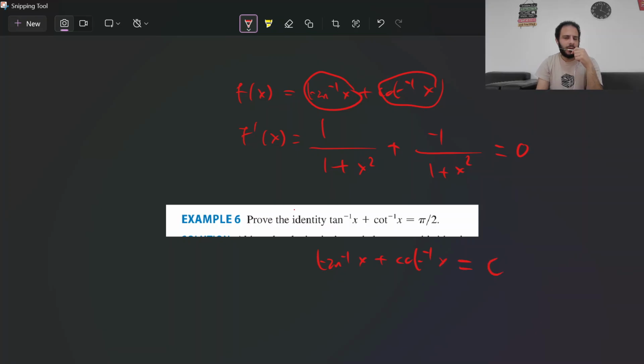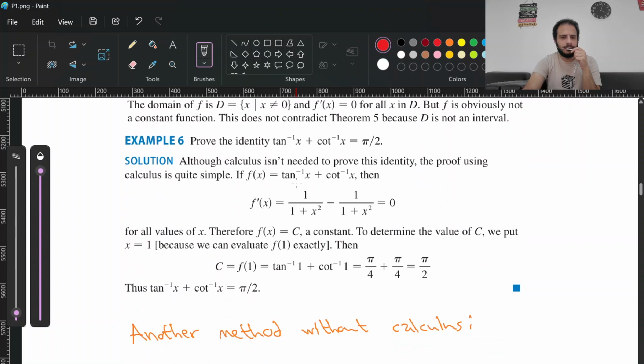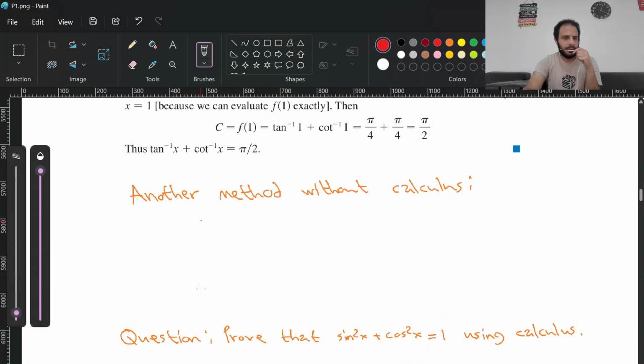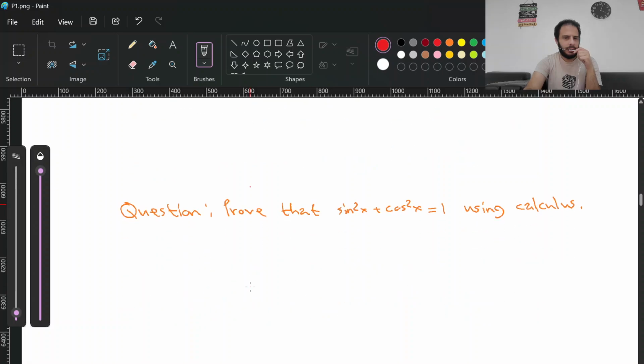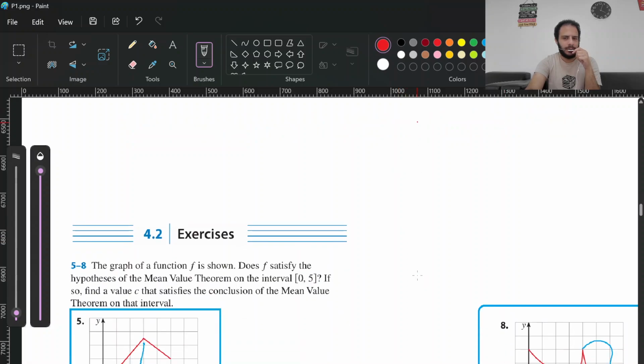How to find the value of the constant? For example, put the value x equals 1. If you put x equals 1, you get here pi over 4 plus pi over 4 equals c, and this equals pi over 2, right? Are you good with this? Yes. Now you can also prove it without calculus. We solved this one now. We solved it before the other one.